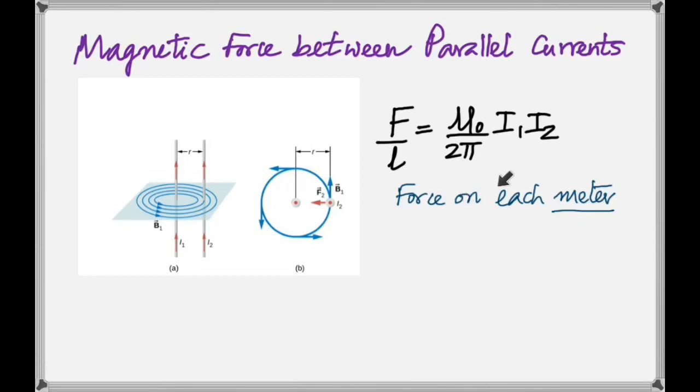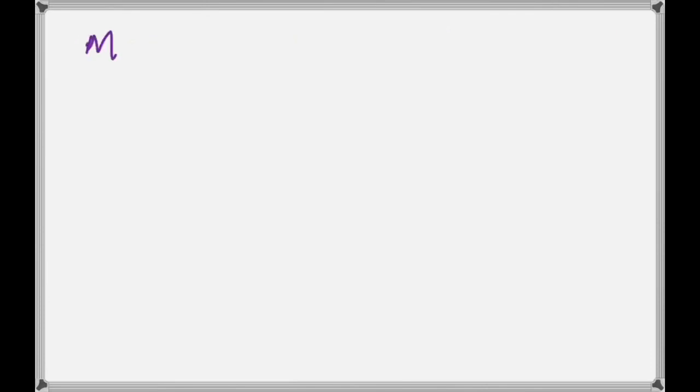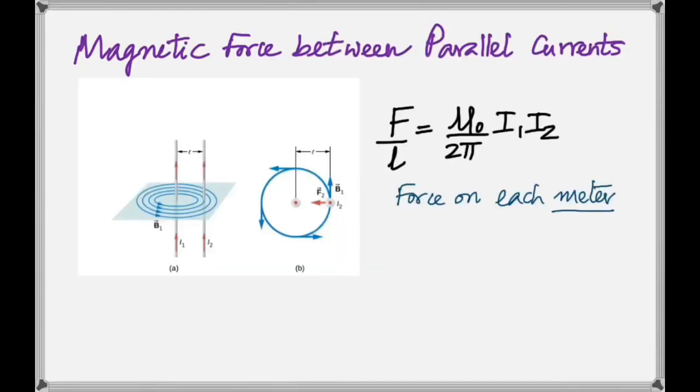Mu naught by 2 pi, I1, I2. That's an incomplete formula. Can you correct it? Yeah. Divided by r.